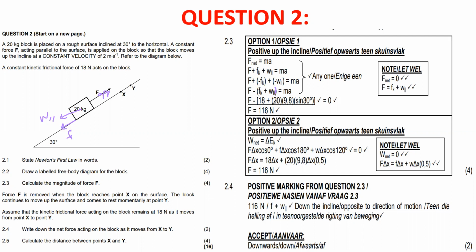To get FG parallel, we are using M times G times sine 30. For parallel, I'm using this equation, M times G times sine 30 degrees, because our angle is 30.